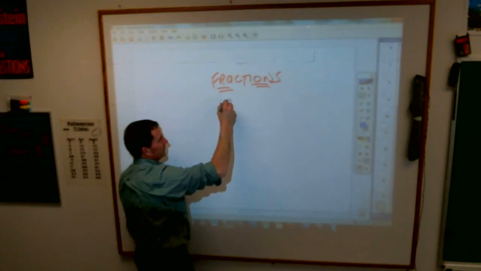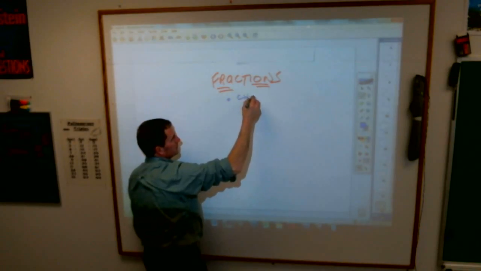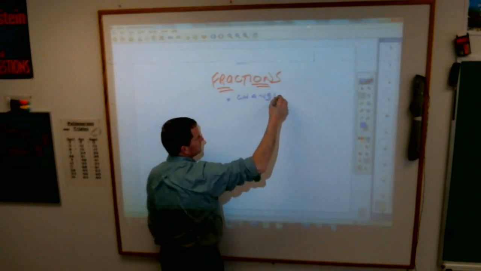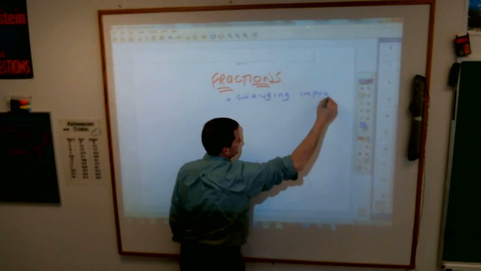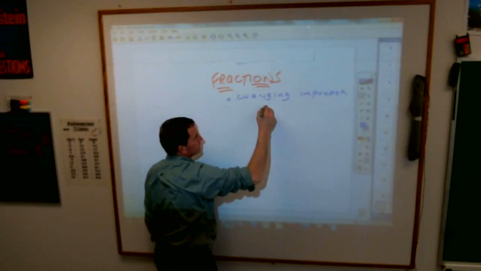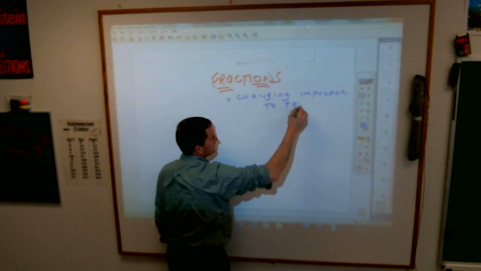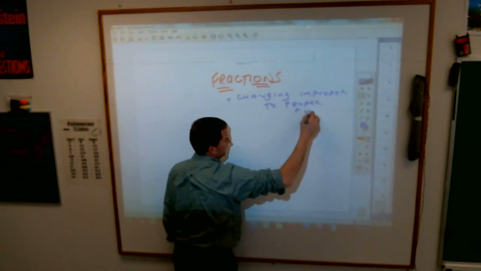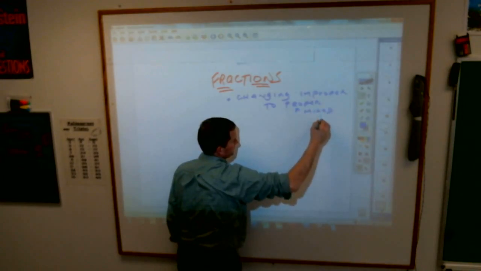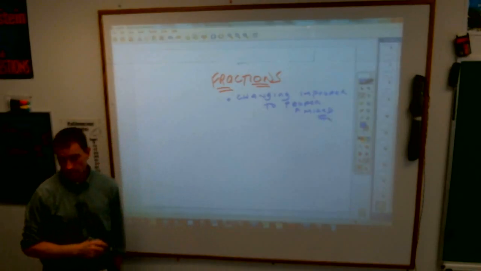And the little heading underneath is changing improper to proper. Actually, which is a mixed number. That's our little subheading for today.